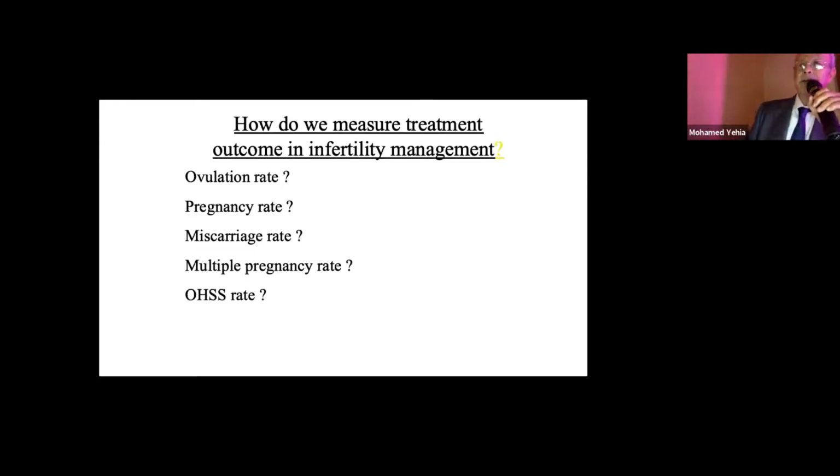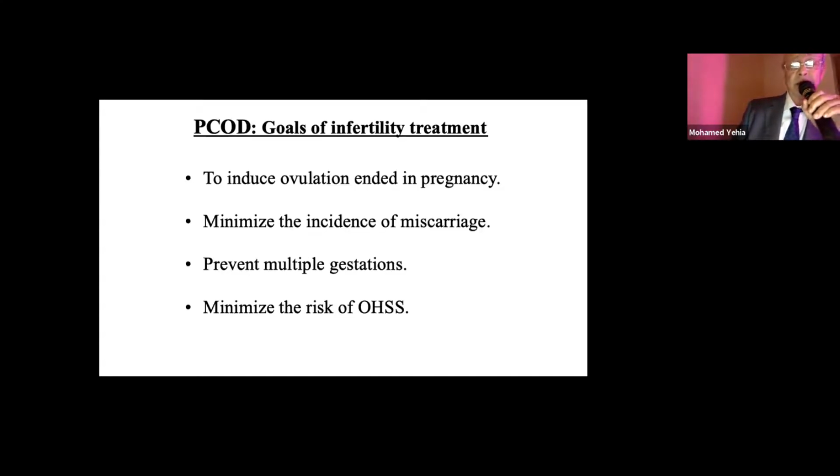What are the measures of treatment outcomes? Is it ovulation rate or pregnancy rate, miscarriage rate, multiple pregnancy rate, or ovarian hyperstimulation rate? I would say it's having a normal pregnancy in a singleton. This should be our aim in treatment of these patients. So we need to induce ovulation that ends in pregnancy, minimize the incidence of miscarriage, prevent multiple gestation, and obviously minimize the risk of ovarian hyperstimulation.